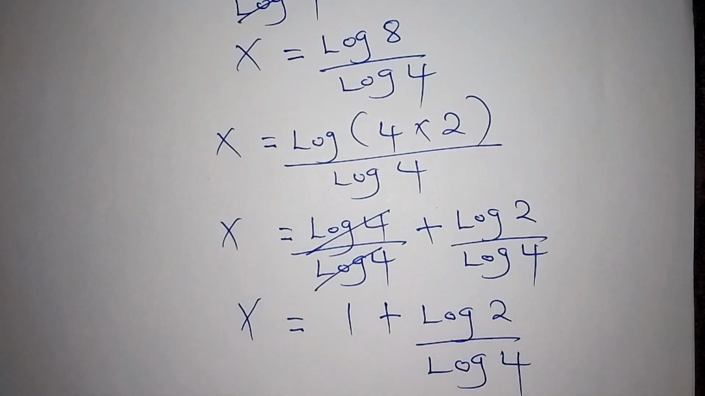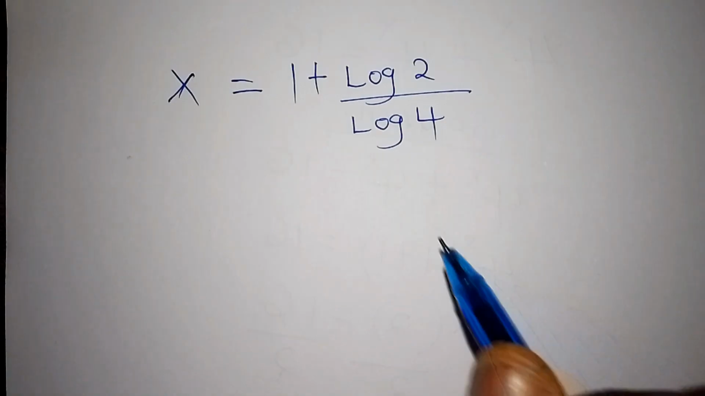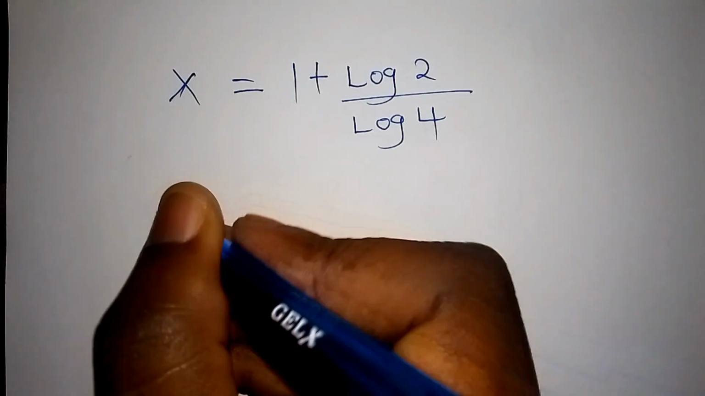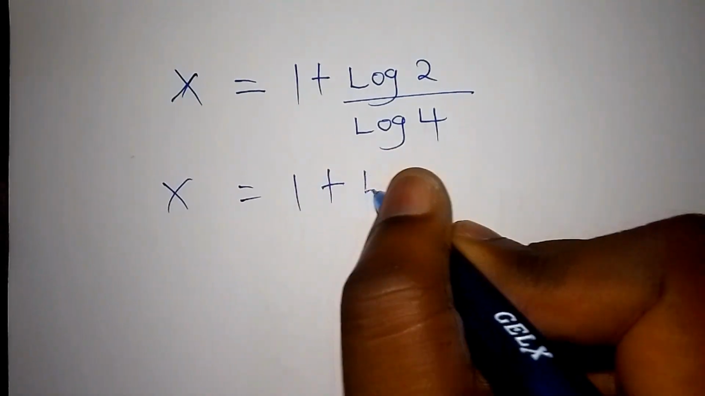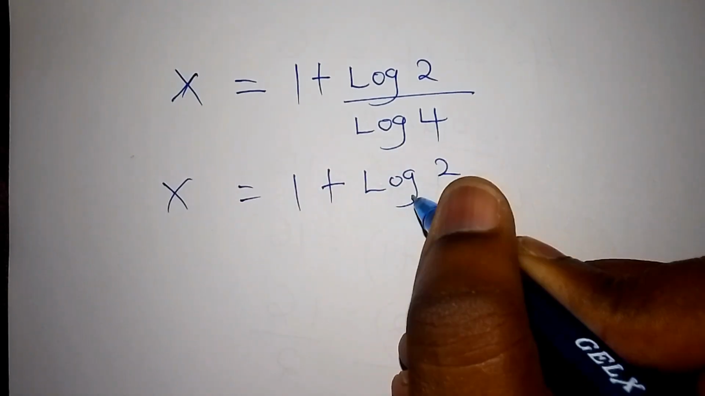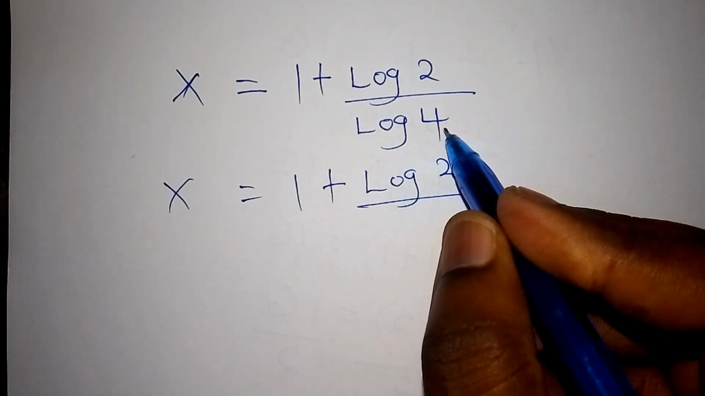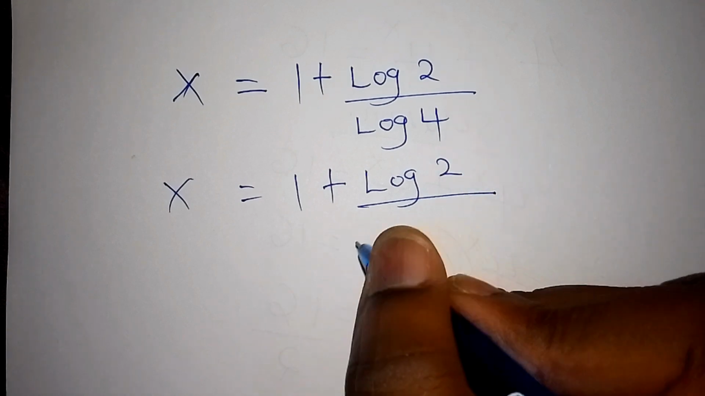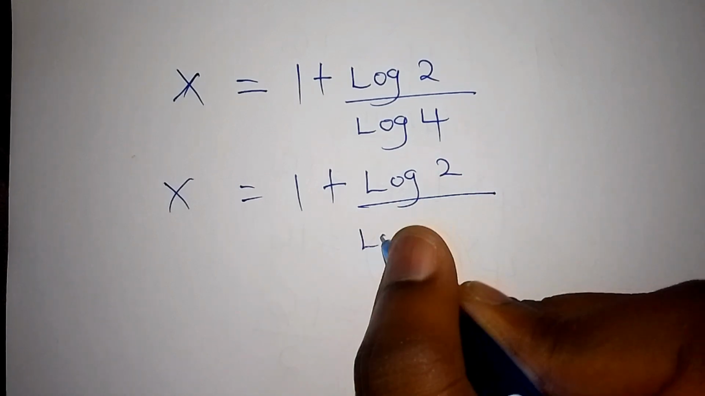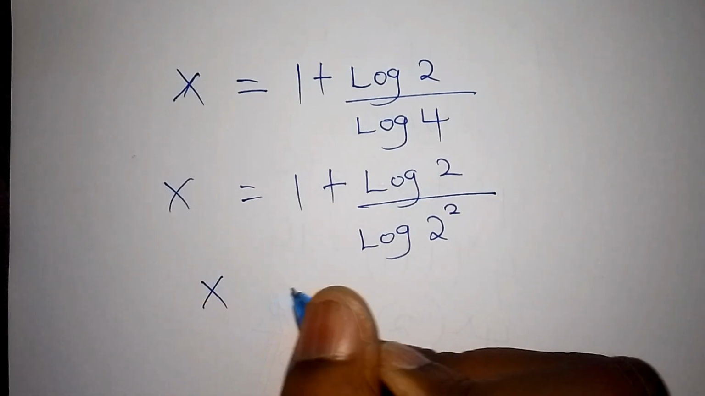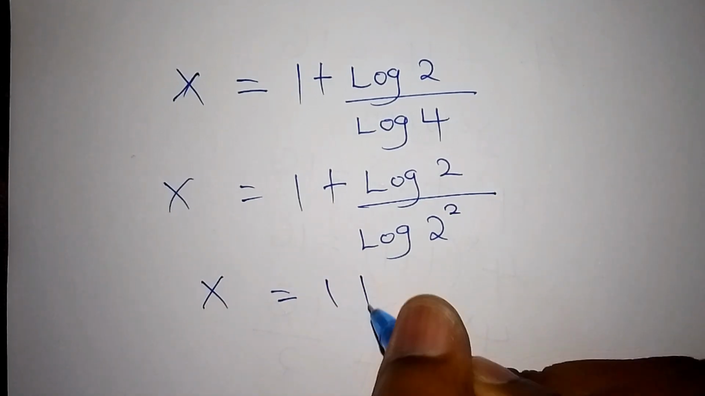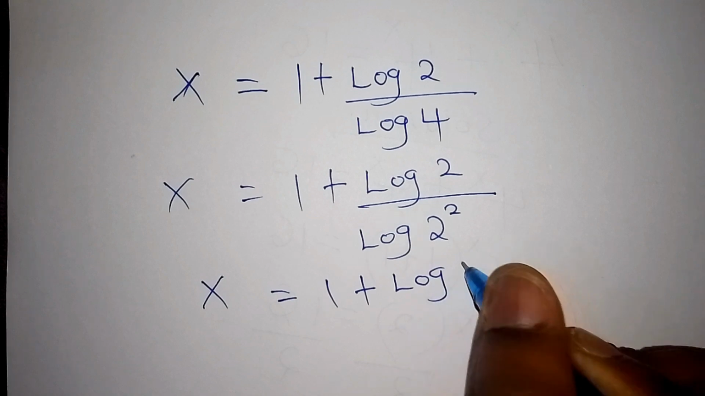So our next step, we can still simplify the log of 4. Here now we shall have x is equal to 1 plus log 2 all over the log of 4, which can also be written this way. This can also be expressed as the log of 2 to the power of 2. Now x is equal to 1 plus the log of 2 all over log 2 squared.